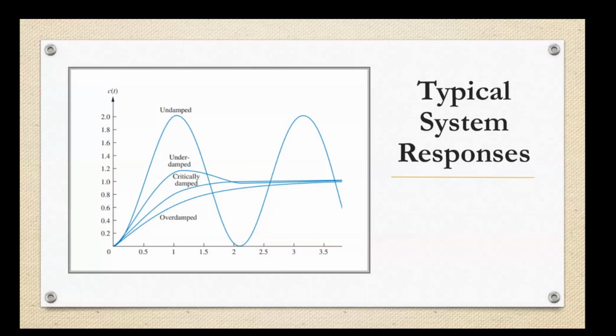An underdamped system has a few oscillations. So this is the underdamped system response with a few oscillations. In a critically damped system, it is a fast response without any oscillations. And an overdamped system has no oscillations, but the response is very slow compared to the critically damped or underdamped.